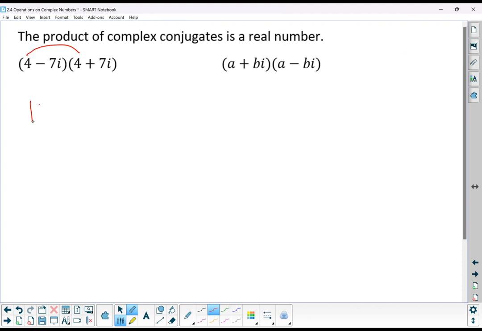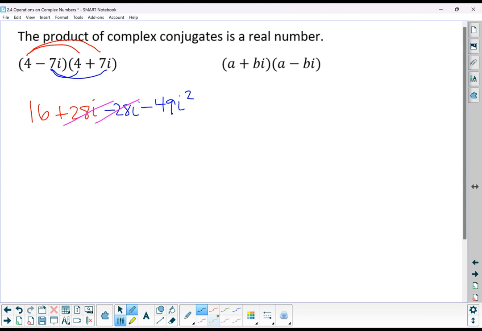4 times 4 is 16. 4 times 7i is 28i. Now I switch to distributing the negative 7. Negative 7i times 4 is negative 28i. And negative 7i multiplied by positive 7i is negative 49i squared. And maybe you're thinking, man, that doesn't look like a real number, but it is, because look, the 28i and the negative 28i, they cancel out. So there's no i's on those two middle terms anymore. They're gone. They added up to 0.